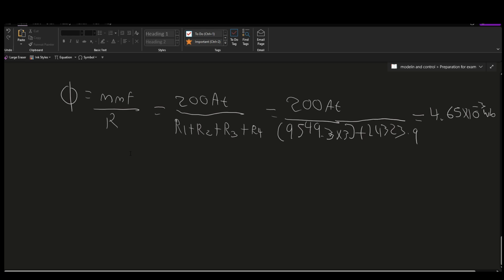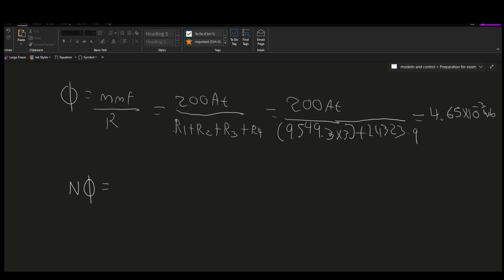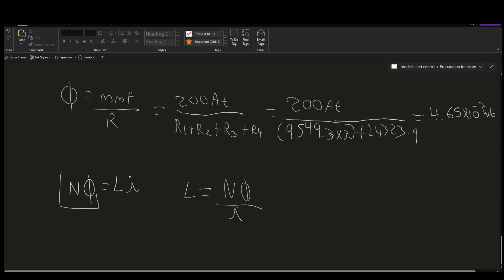Now, it is asking us about the inductance of the coil. For the inductance of the coil, we need to consider that we can calculate the flux linkage by multiplying the inductance times the current. So this is the flux linking the coil. This is N, the number of turns. So if we want inductance, we can have it as the flux linkage over the current.